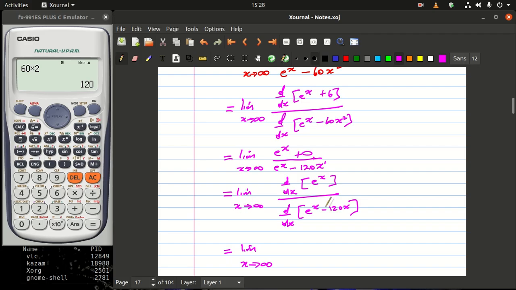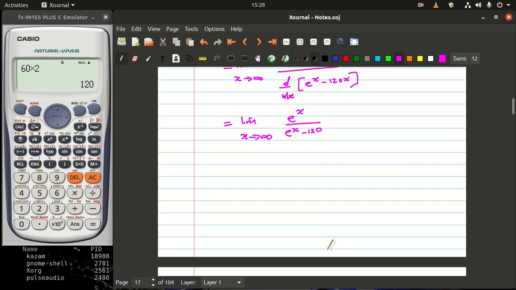And then looking into this here, what is the derivative of e to the power x? It is e to the power x. And then what is the derivative of e to the power x here? It is e to the power x. And what is the derivative of this part here? It is minus 120 because x is equal to 1. And this number here is way too small compared to infinity. So this one is driving and that one is driving. In other words, if I'm plugging infinity, I will get infinity.